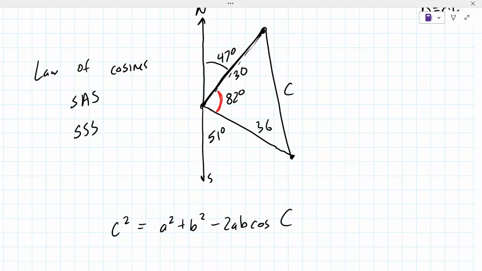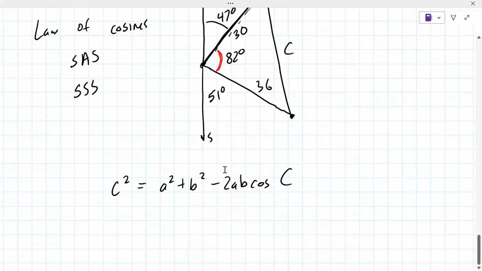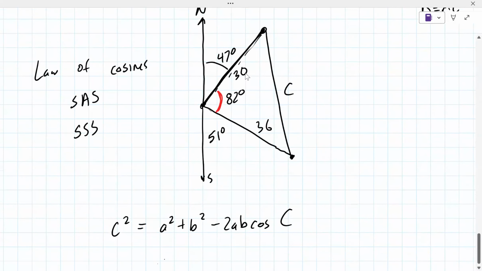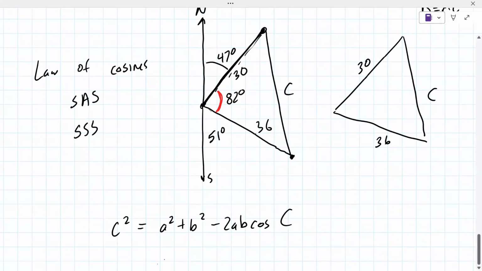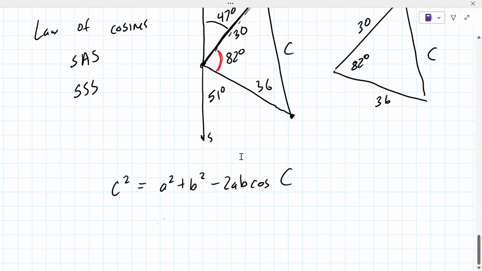Do you remember how to use this formula? Okay. Go ahead, a would be 36 and b would be 30, or you can switch them. Sometimes it's good to redraw it with only the information you need, because you've got too much going on there. So we've got 30 squared plus 36 squared. It doesn't matter which one is a and b.